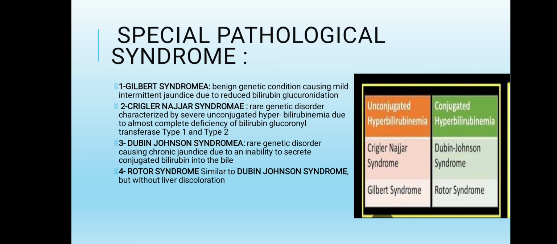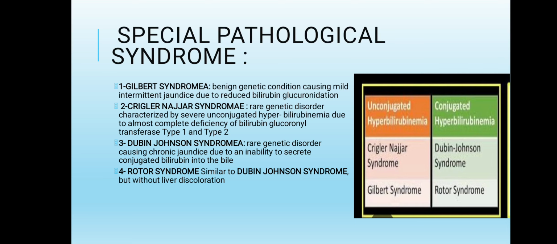The third one is Dubin-Johnson syndrome. Dubin-Johnson syndrome is a rare genetic disorder which causes chronic jaundice due to an inability to secrete conjugated bilirubin into the bile. In Dubin-Johnson syndrome, there is a chronic elevation of conjugated bilirubin and the liver appears black due to epinephrine metabolite accumulation. It is asymptomatic but may have mild jaundice and liver enzyme elevation.